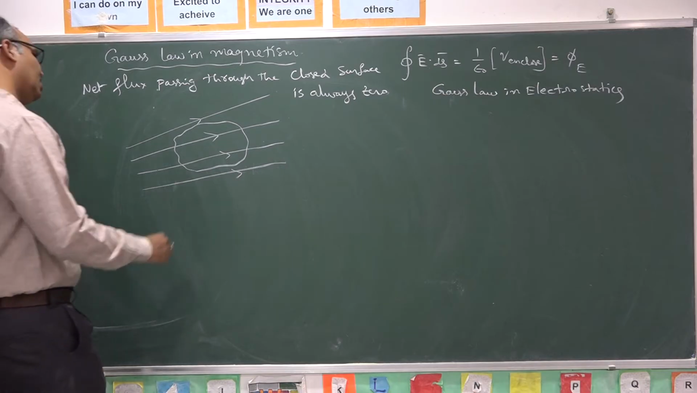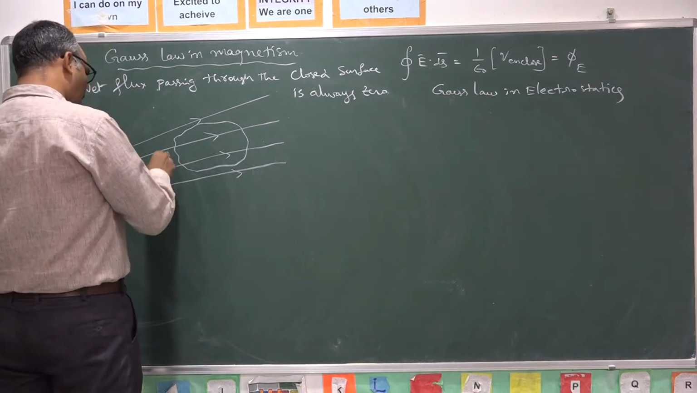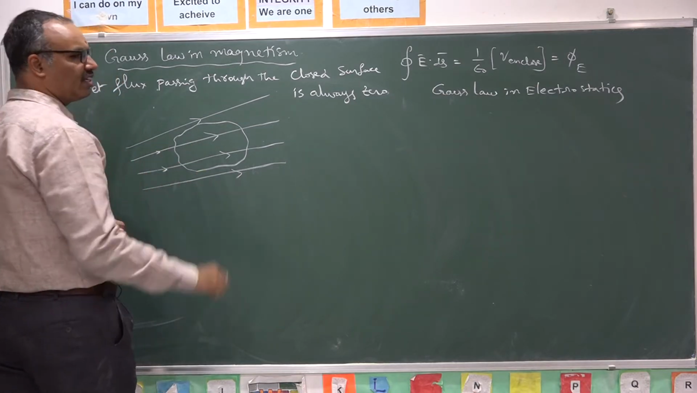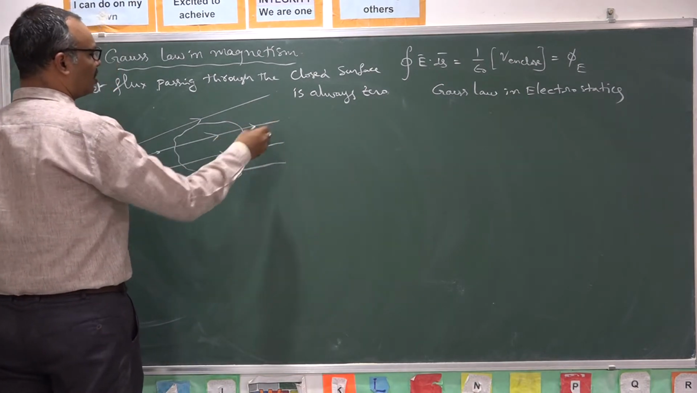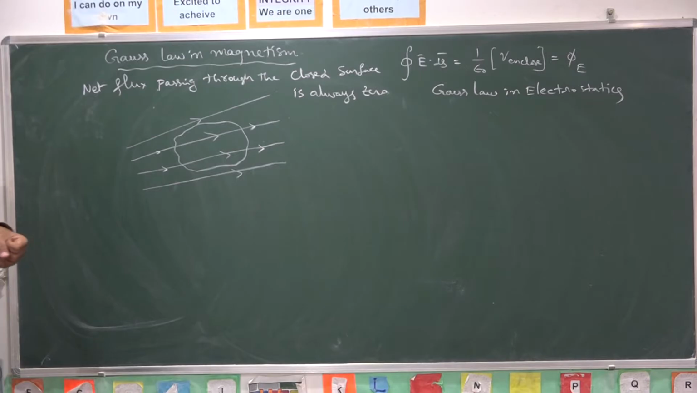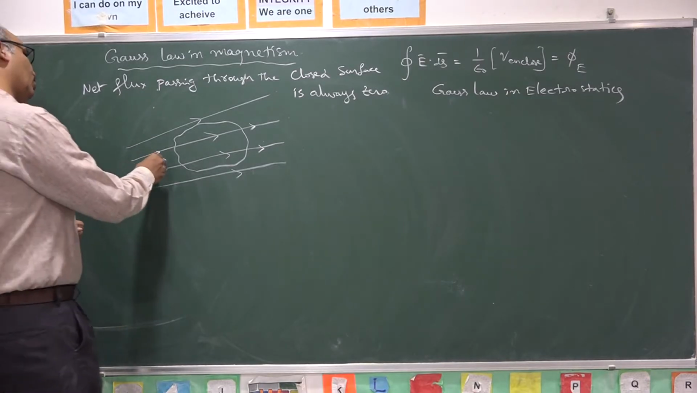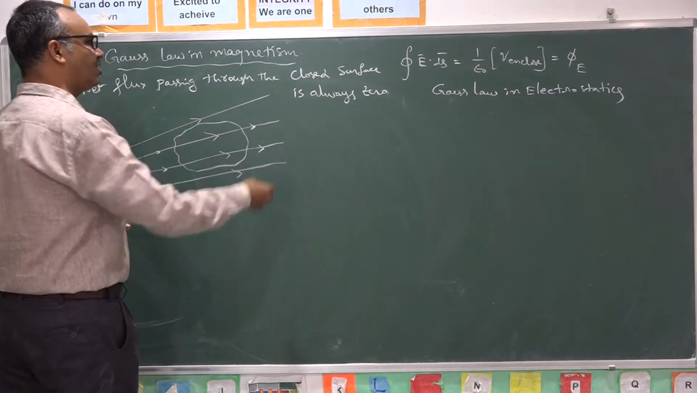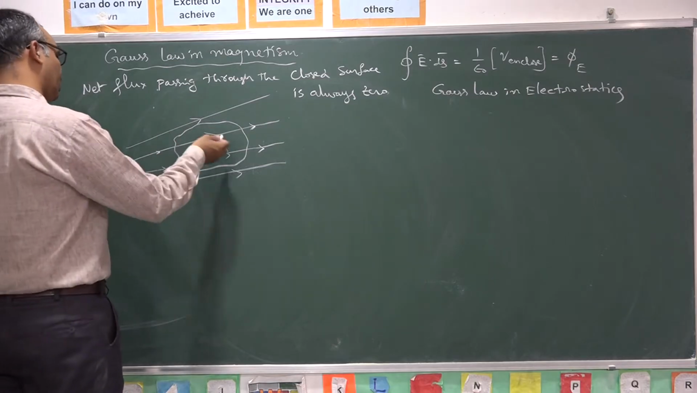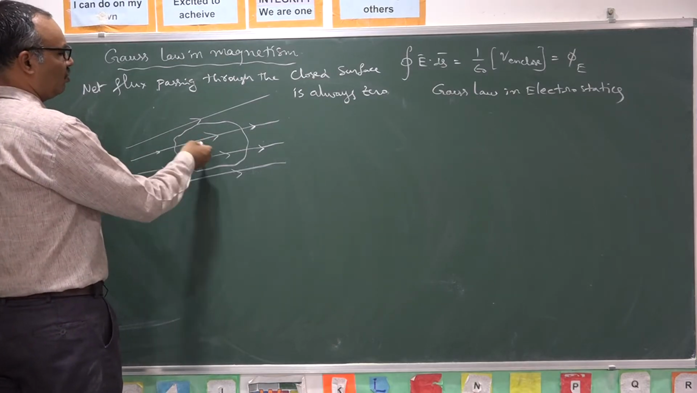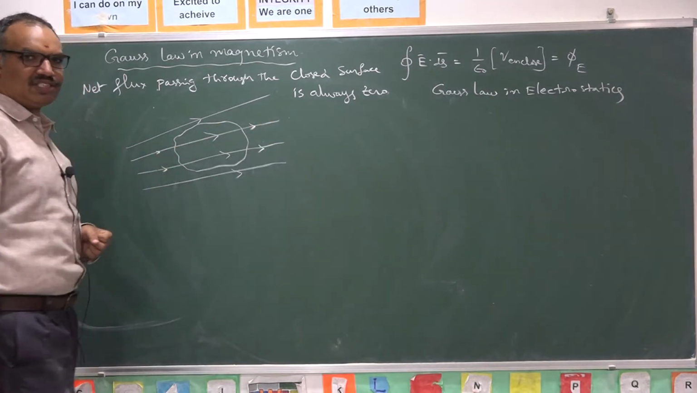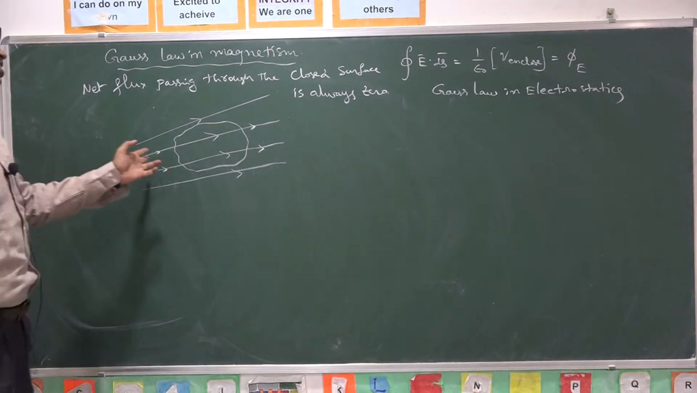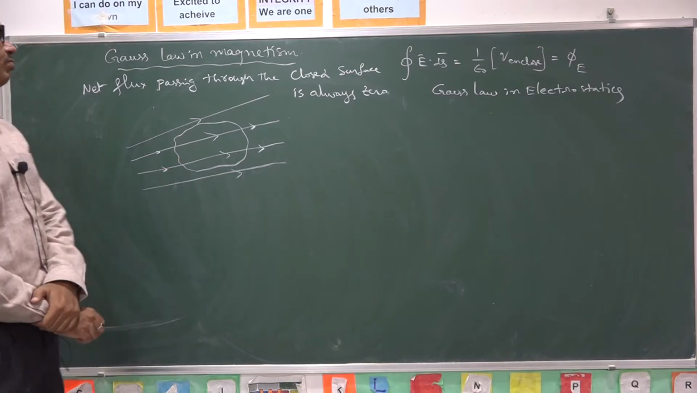Here what you should understand is the number of lines of force that are entering into the surface are exactly equal to the number of lines of force that are leaving out of the surface. Net flux: the flux entering into this surface is minus, flux leaving out of the surface is plus, the net flux means minus 2 plus 2 is equal to 0.